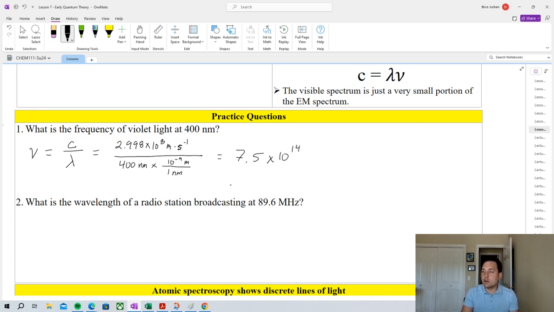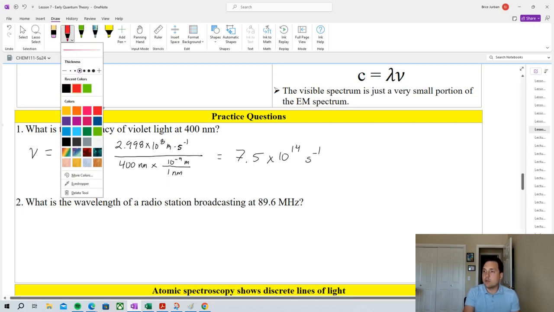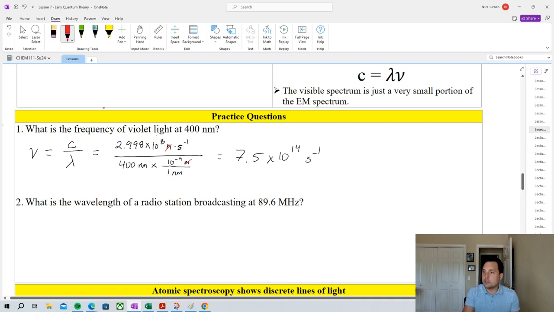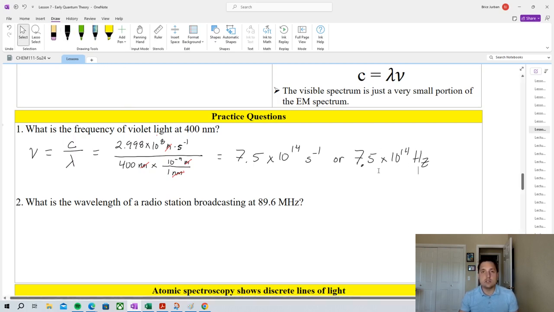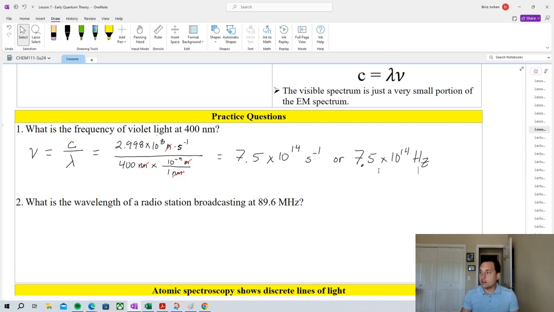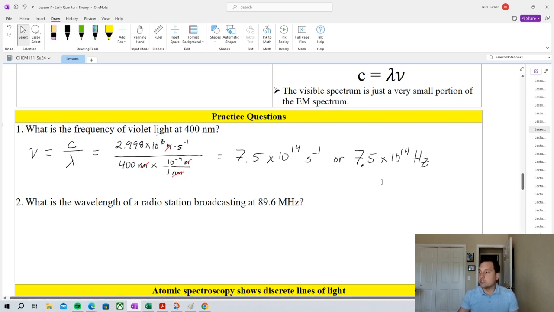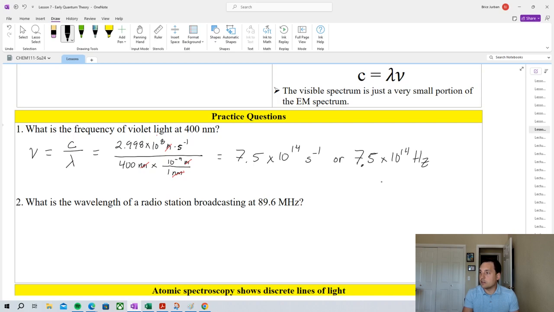And what are my units here? Frequencies are given in terms of inverse seconds. When we cancel our units, meters cancel, nanometers cancel, and we're left with inverse seconds, which if we'd like, we could write as 7.5 times 10 to the 14th hertz. When you do these problems, your frequency values will always be a large number like this. There's a lot of cycles of light traveling per second in visible light. This seems like a really big number, but that is in fact correct.